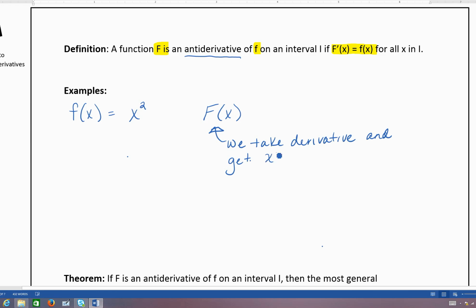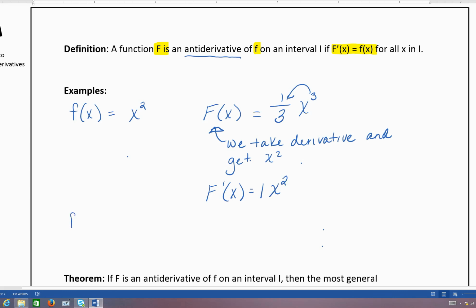And we'll talk about how to do that, but we could do 1/3 x cubed. And if we took the derivative, F prime of x, we would use the power rule. We'd say 3 times 1/3, which is 1. We'd subtract 1 from the power, so we'd get 1x squared, or x squared. Okay? So let's give another example.